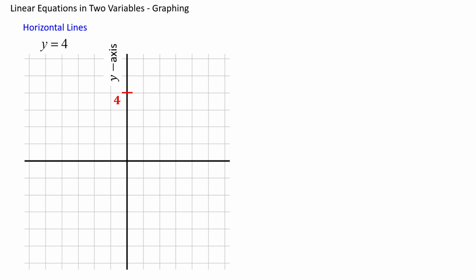Here's the y-axis. Here's where 4 is on the y-axis. And all of these points have 4 as their y-coordinate. Therefore, the line y equals 4 is a horizontal line.